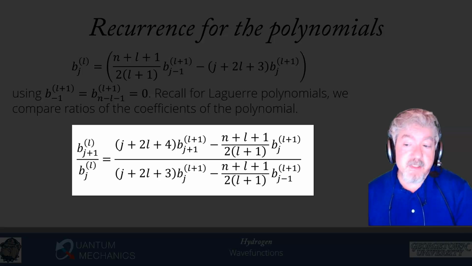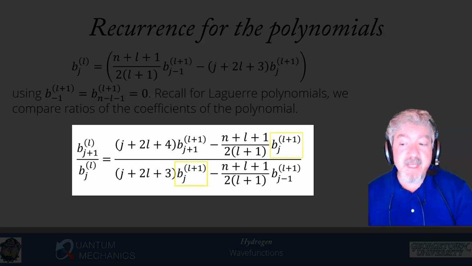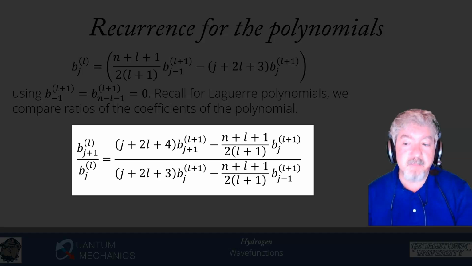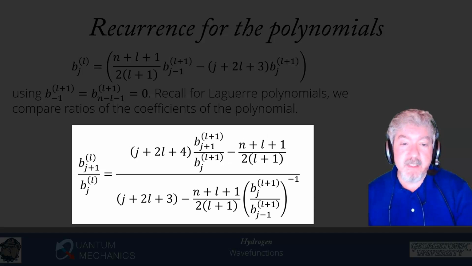But remember, the thing that's important about these Laguerre polynomials is the ratio of consecutive b j coefficients. So I'm going to divide the numerator and denominator by b j of l plus 1. Then I'll get the ratio of b j plus 1 divided by b j. And if you look on the denominator, I'll get b j minus 1 over b j. I'm going to just write that as b j over b j minus 1 raised to the minus 1 power. Okay, so I'm going to plug that in. This is exactly what I said that I did. I just divided numerator and denominator by the same factor.